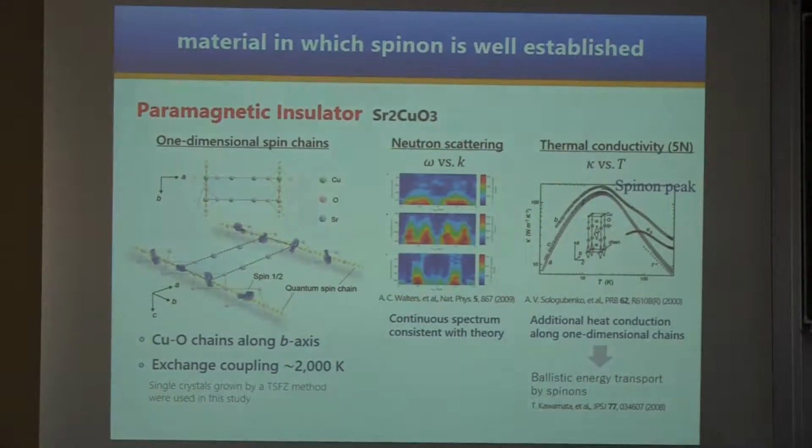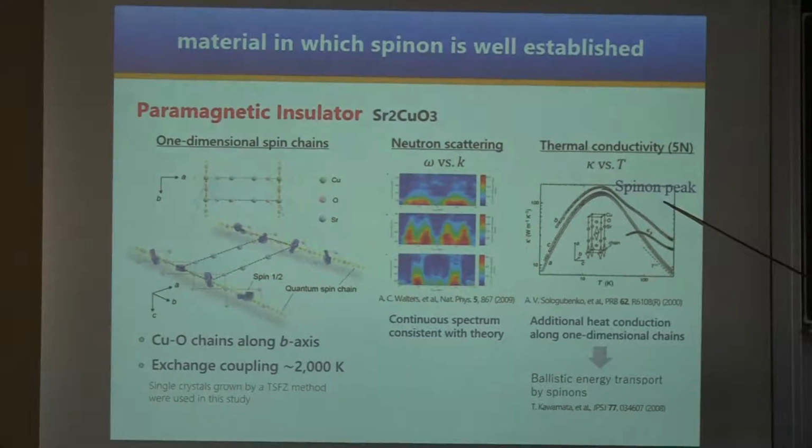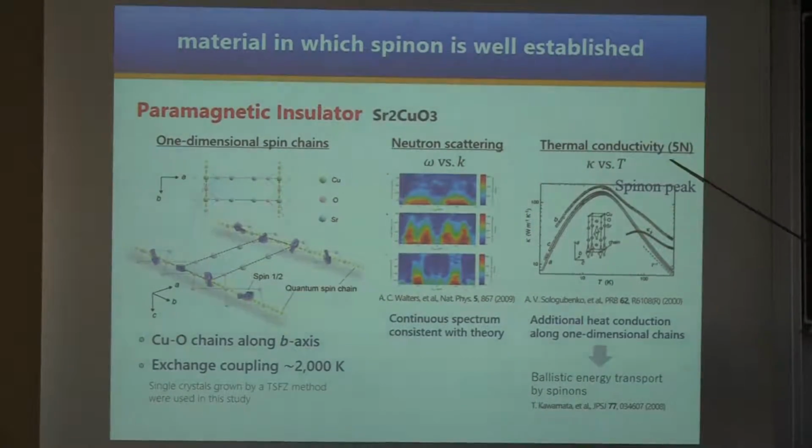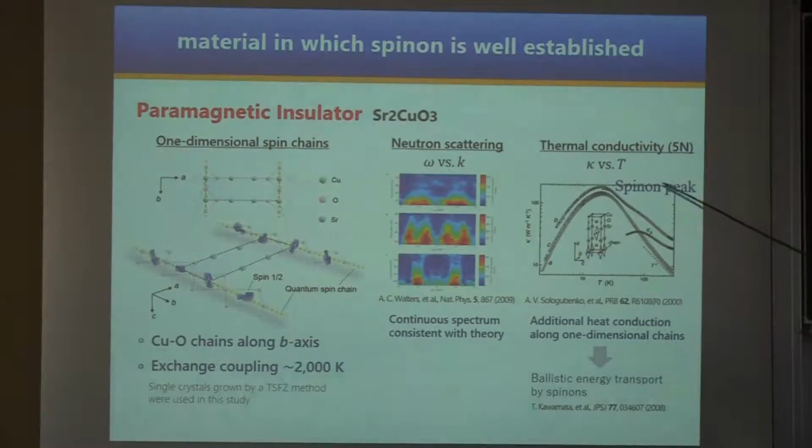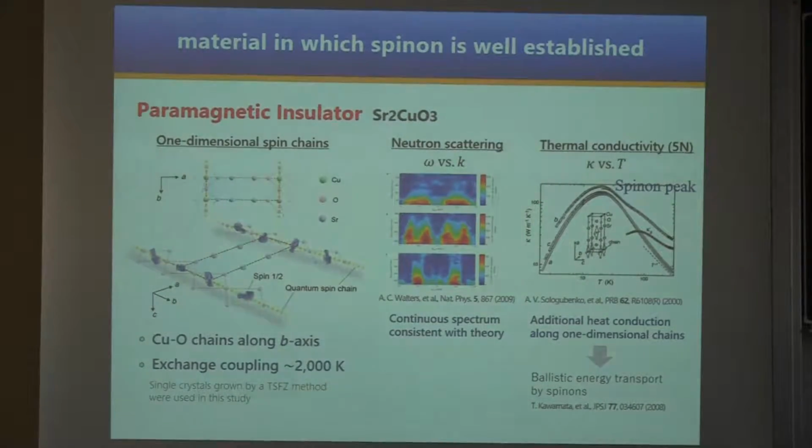And in this material, spinon excitation is very clearly confirmed by neutron scattering like this, and the thermal conductivity as a function of temperature exhibits a so-called spinon peak like this in the very pure material, like 5N material. So this means that spinon conduction is predominant in this temperature range.